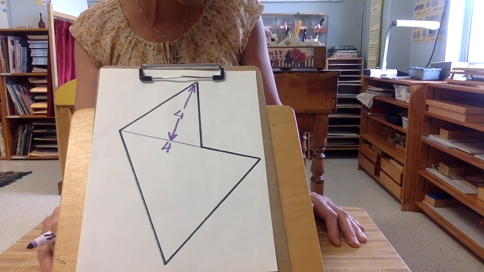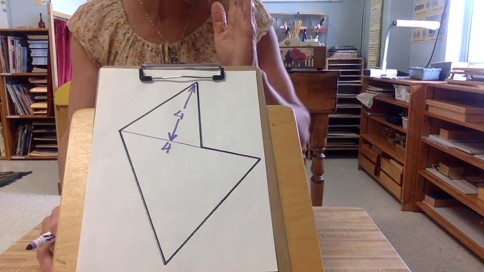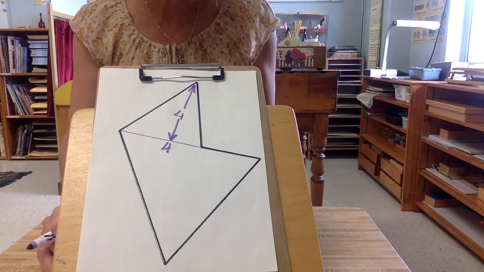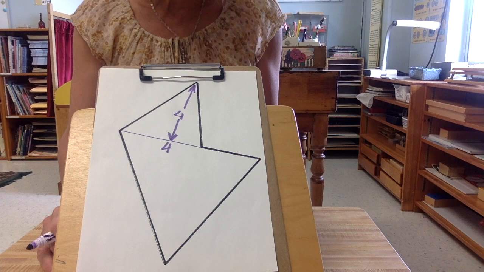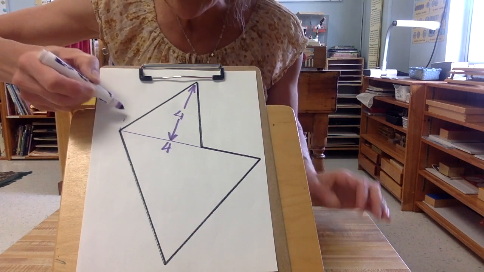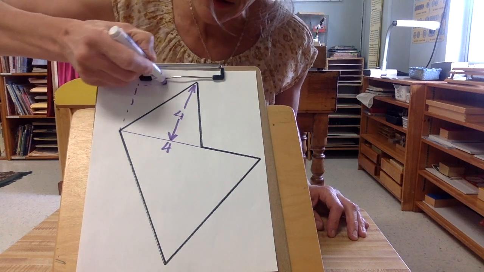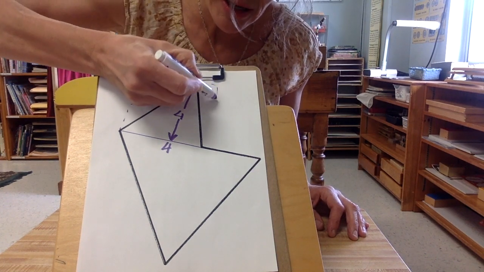Okay, that's very important to remember, that the height or altitude of a triangle is from the base to the vertex of the triangle. Now, if you imagine that this triangle was inside a rectangle, that rectangle would probably look something like this.